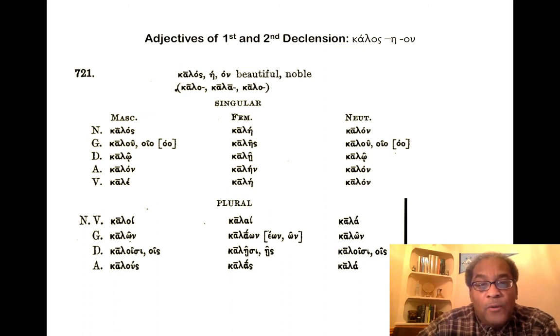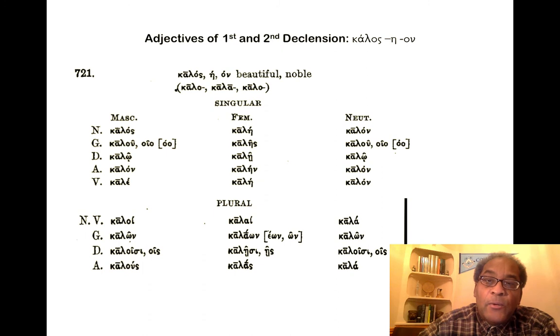The paradigm of the full inflection of this adjective is seen here. So I'll go across. Kalos, kale, kalon. Kalou, kales, kalou. Kaloi, kale, kaloi. Kalon, kalen, kalon. Kale, kale, kalon. Kaloi, kalai, kala. Kalon, kalon, kalon. Kaloisi, kalais, kaloisi. Kalous, kalas, kala.